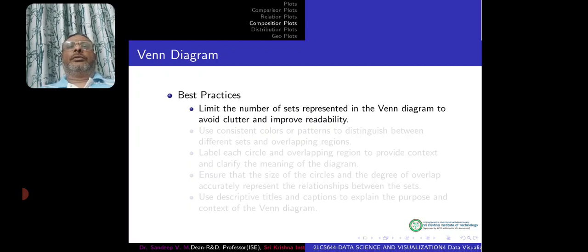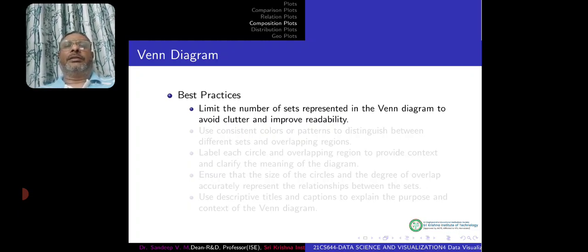So two sets means two circles will have four regions. Three sets means three circles will have eight regions. Four sets means four circles will have 16 regions.